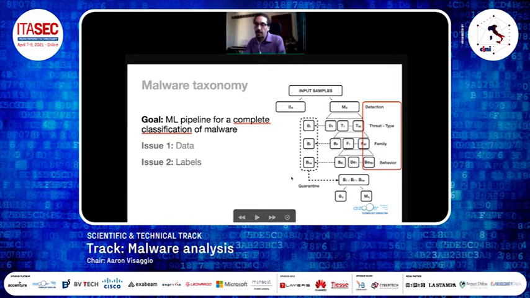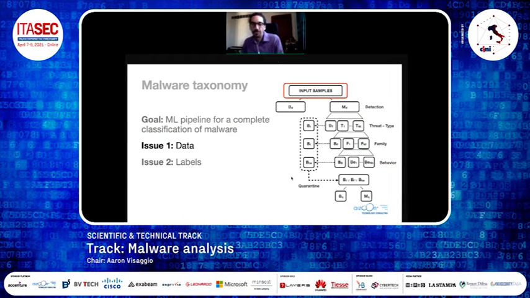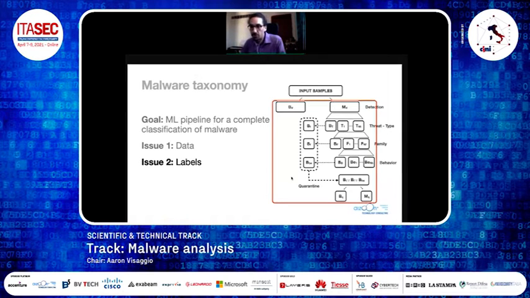As always in the case of machine learning-based analysis, the first issue we have to consider is the data. We have to get data to fit the algorithm and to train the model. And of course, we need labels. We want to be able to validate our model, and we want to use a supervised approach, so we need this data to be labeled.